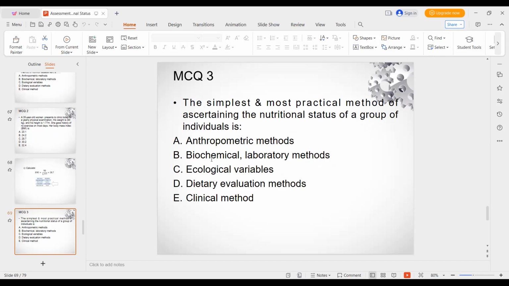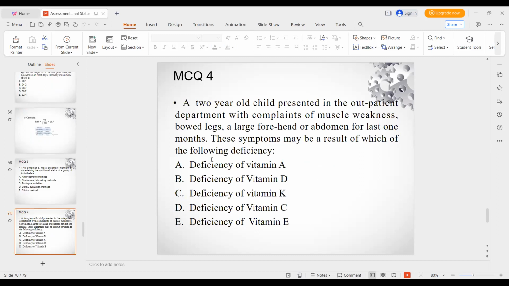MCQ number 3, the simplest and most practical method of ascertaining the nutritional status of a group of individuals is anthropometric method, biochemical laboratory method, ecological variable method, dietary evaluation method, clinical method. It's E, clinical method.